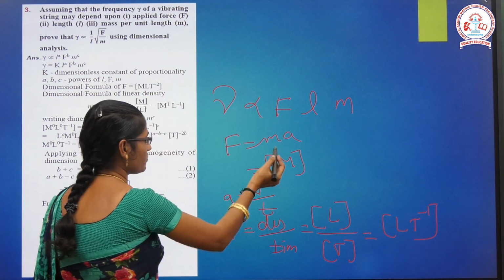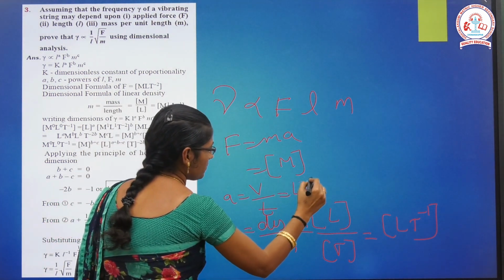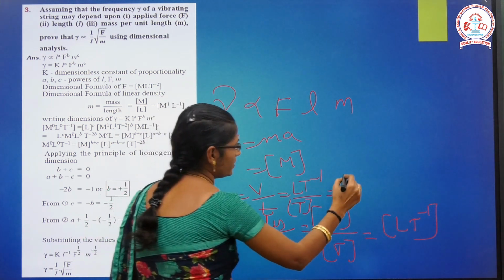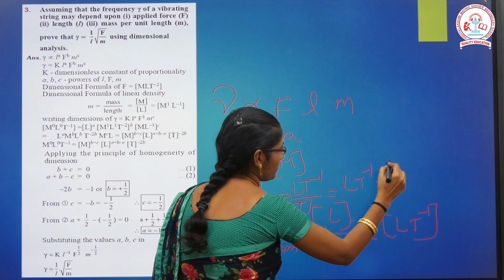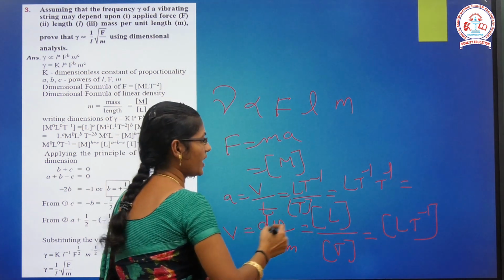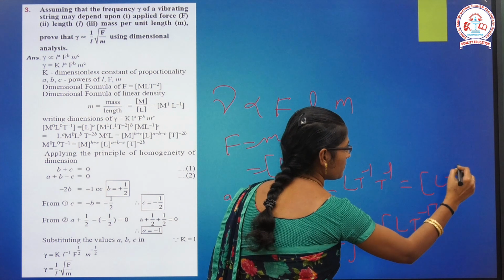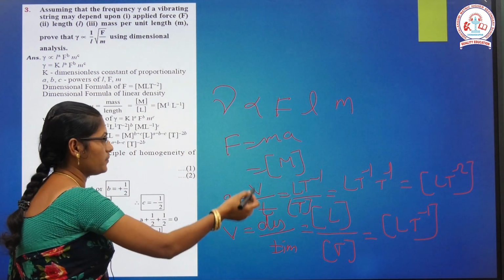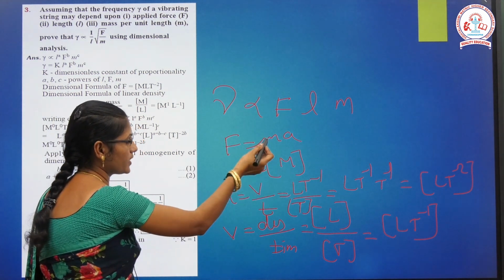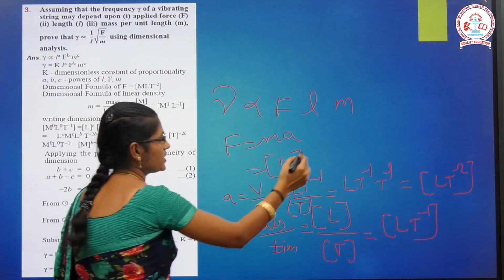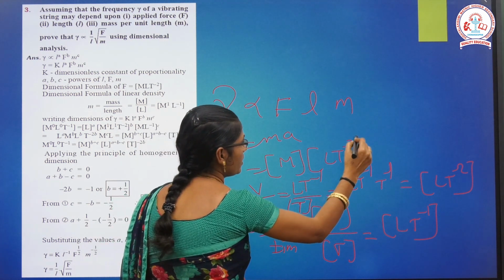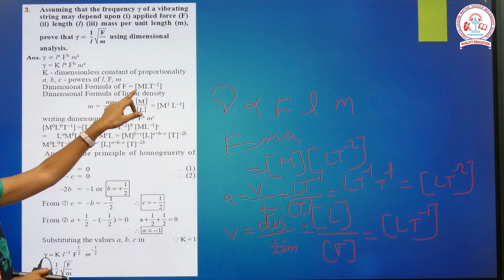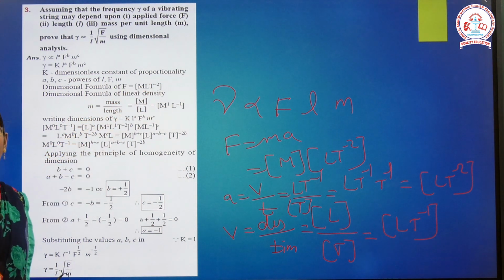We have to apply the velocity formula in this case, L T power minus 1 divided by T. So, it comes to the upside, L T power minus 1, T power minus 1. What is the final formula for acceleration? L T power minus 2. Is it clear, all of you? So, F is equal to ma. Mass is M, and acceleration is L T power minus 2. So, the dimensional formula for force is M L T power minus 2.